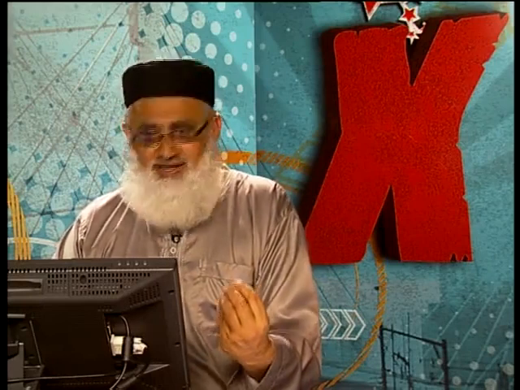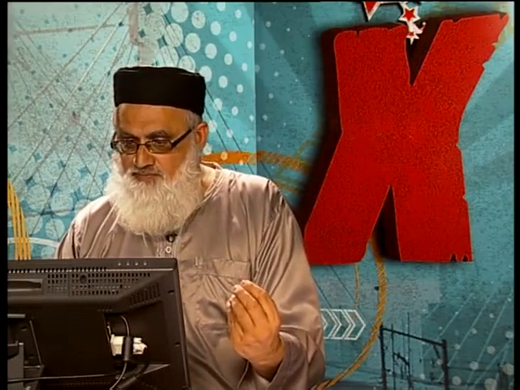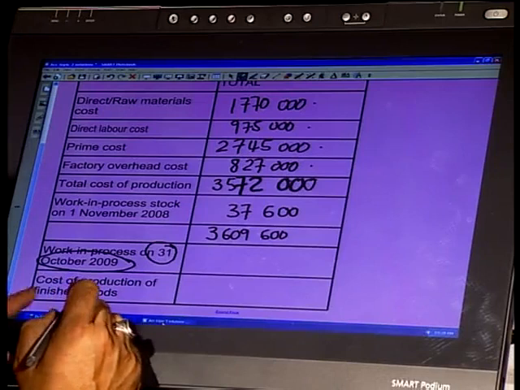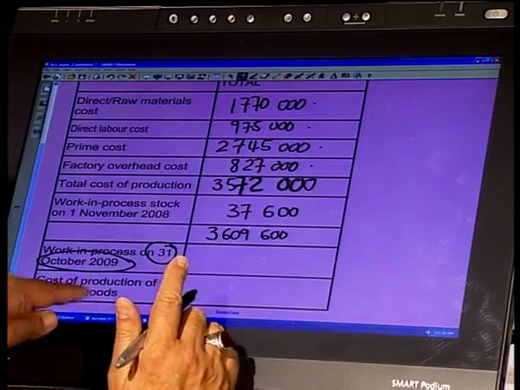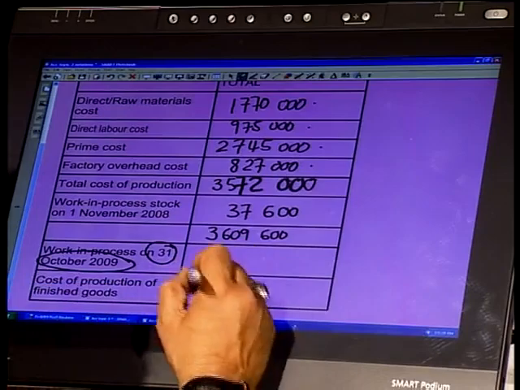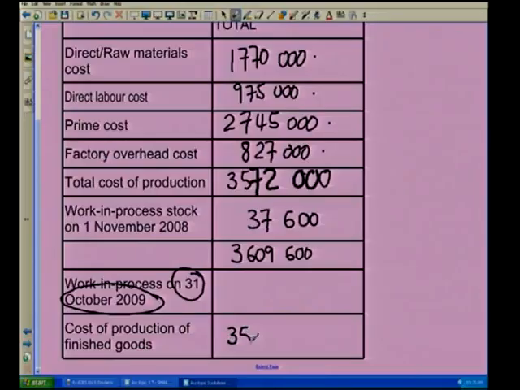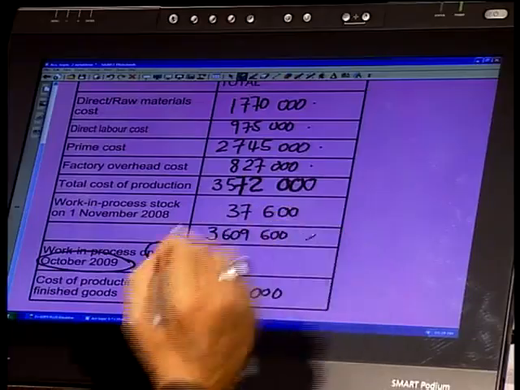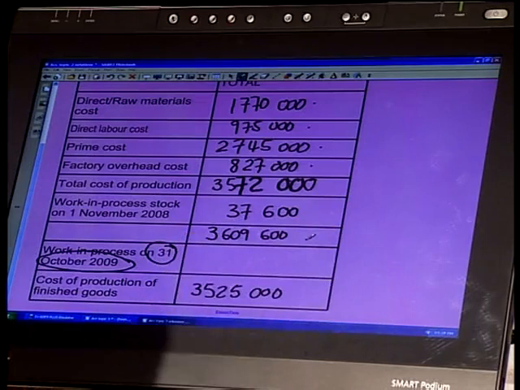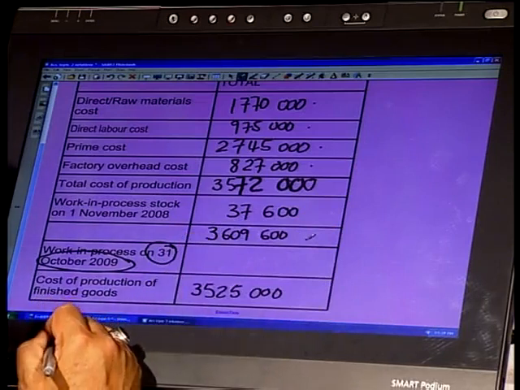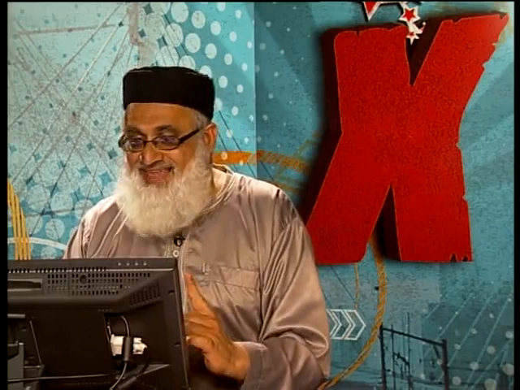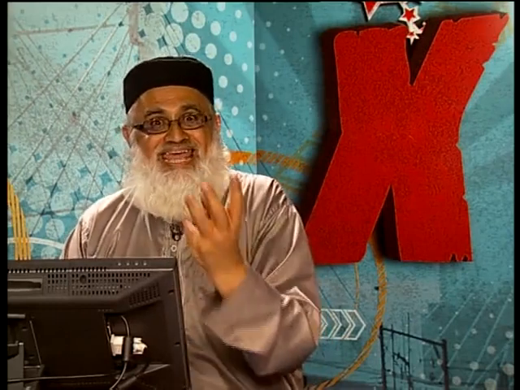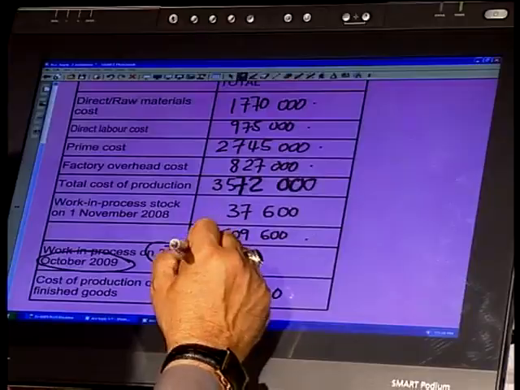My total cost of production of finished goods. In other words, this 3,525,000 is my total cost of production of finished goods. And there it is. There's where it's going to be slotted in. The total cost of production of finished goods. What was the figure? 3,525,000. In other words, grade 12s, I've got a figure to work with here. I've got a missing figure here.